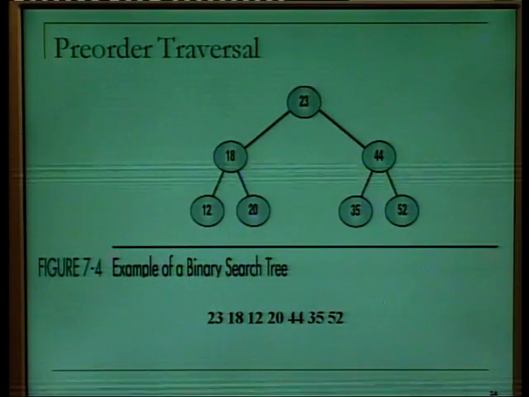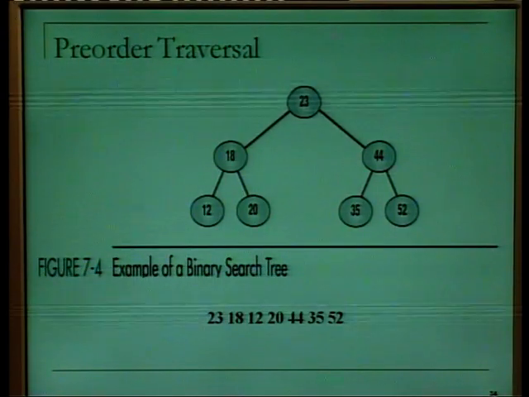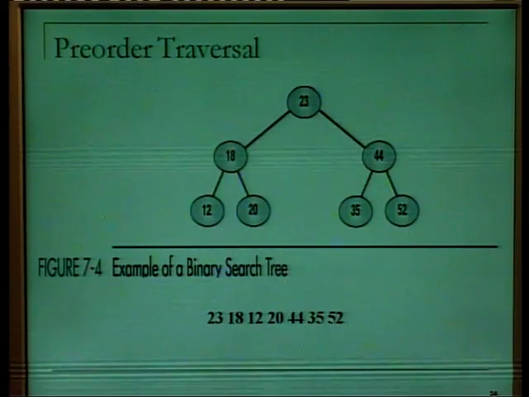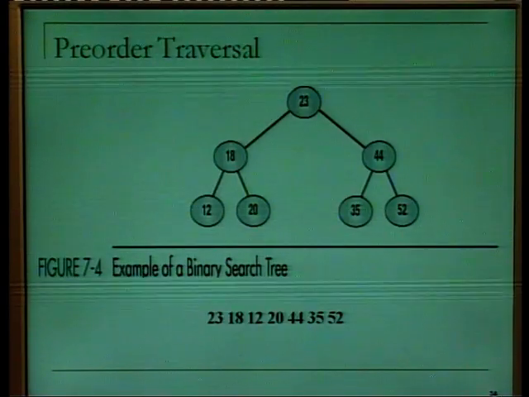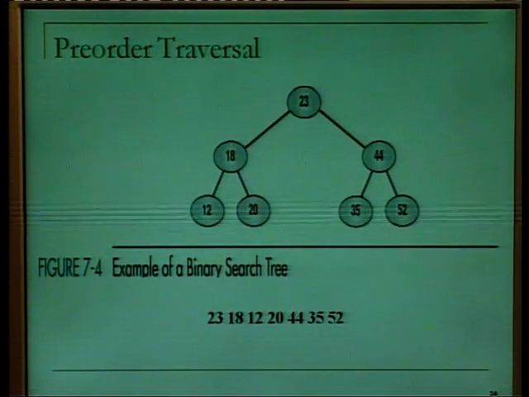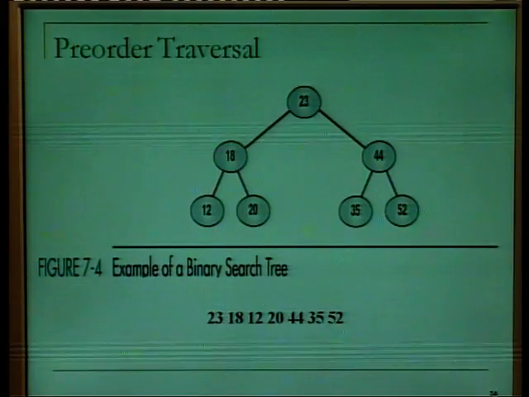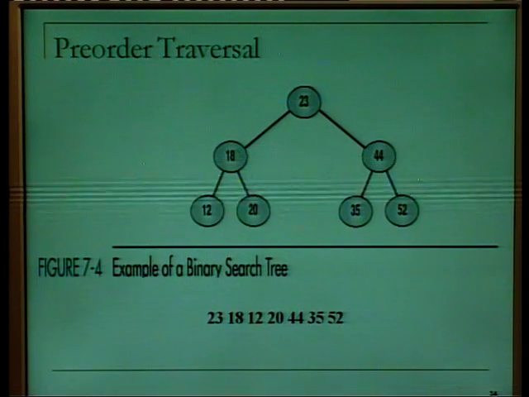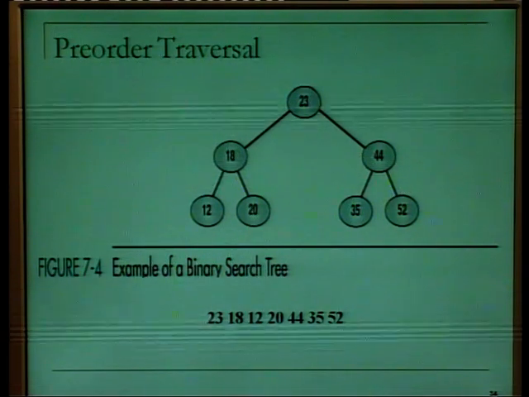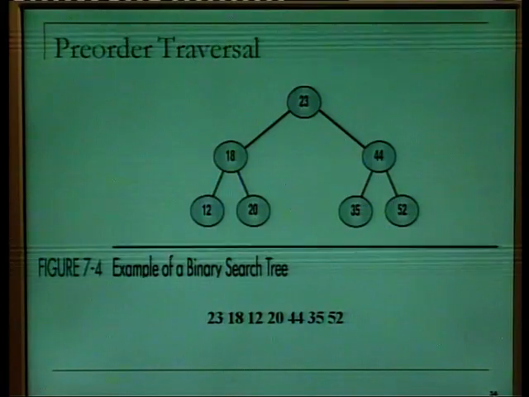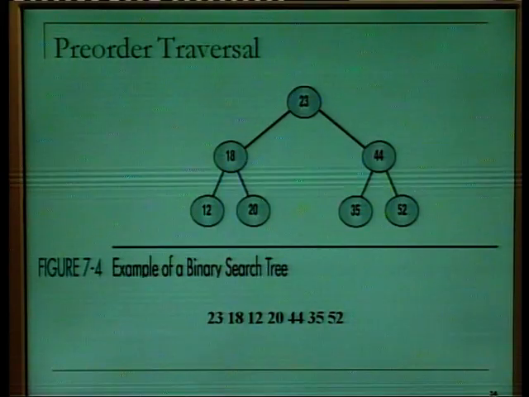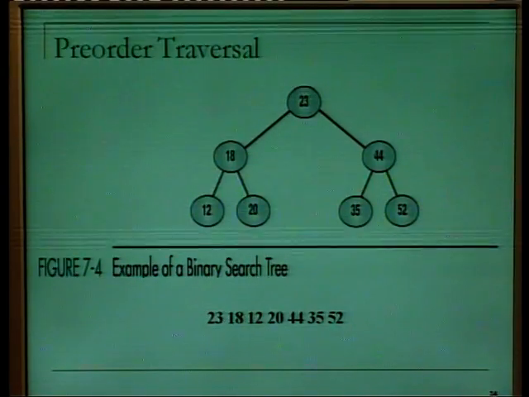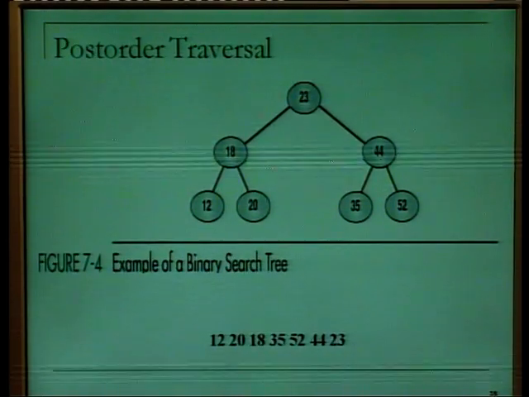And after that we will traverse the right subtree, that is having root 44. So what we will take first is 44 as root of the subtree, then we will take 35 because it is the left subtree, and then we will take 52 because it is the right subtree. So the overall pre-order traversal will become 23, 18, 12, 20, then go to the right, that is 44, 35, and then 52.